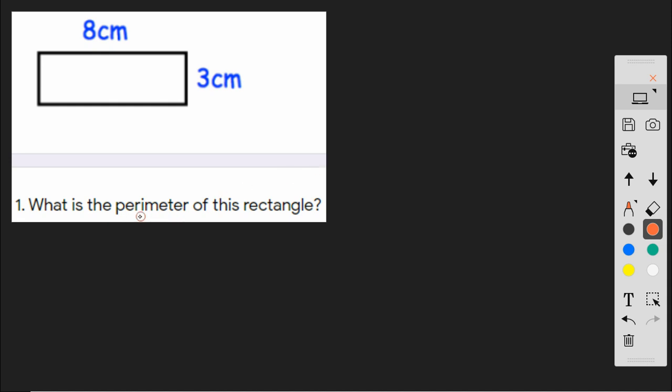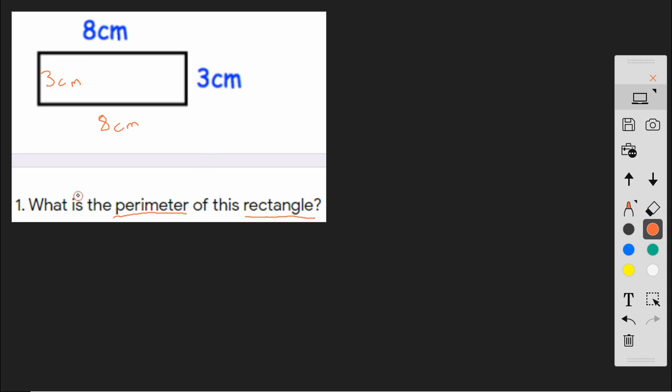And the first thing we can see is that we've got a couple of words to get right here. We need to know what perimeter means, and we need to know what a rectangle is and what its properties are. So if we start with the rectangle, what we know about a rectangle is that this side over here is also 8 centimeters, and here are also 3 centimeters.